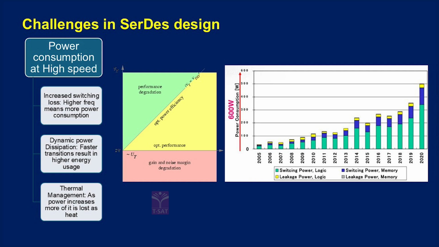Definitely increased switching loss: higher frequency means more power consumption and dynamic power dissipation, and faster transitions result in higher energy. Thermal management is another challenge, as I said. Once you do processing at high speed, you are consuming more power to obtain that high speed. But again, our end product or our end application does not want it, right?